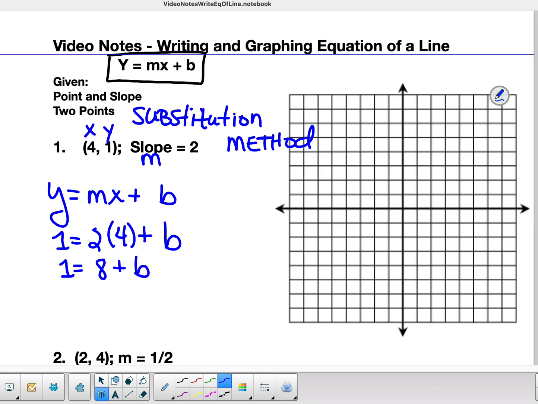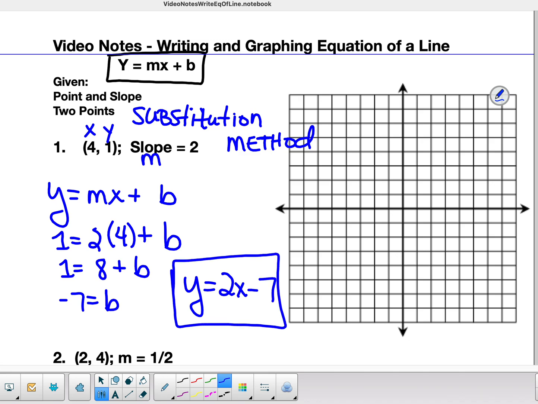I'm going to subtract 8 from both sides. 1 plus -8 is -7. So the y-intercept is -7. To write the equation of the line, y equals 2x minus 7.